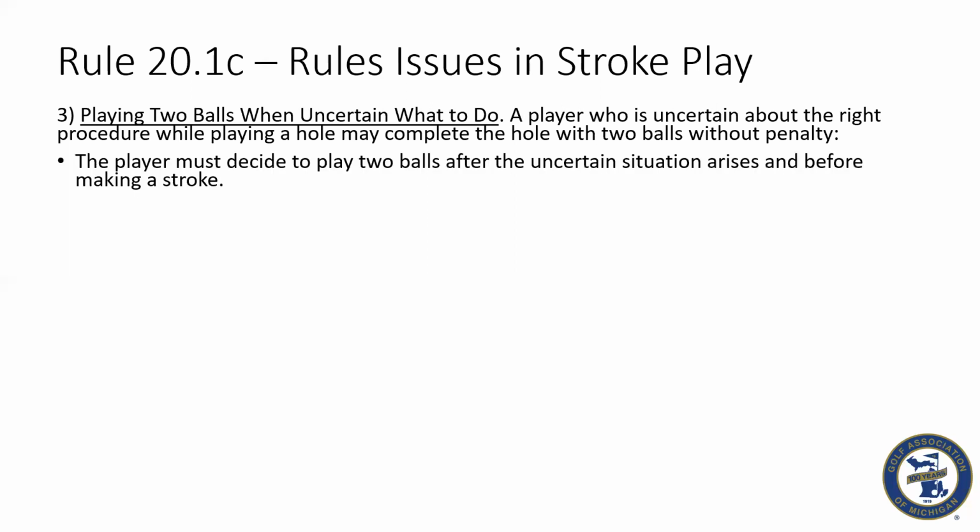The first one is there's no longer an announcement requirement to the group, but the player needs to decide to play 2 balls. So they can't necessarily hit a shot and say, oh, I think I'm going to play 2 balls now. They have to decide to play 2 balls before they take action. Okay, so in all reality, it's going to be an announcement. It's just that they don't necessarily have to make that announcement, but they're going to decide to play 2 balls. So they're probably going to tell someone when they do that.